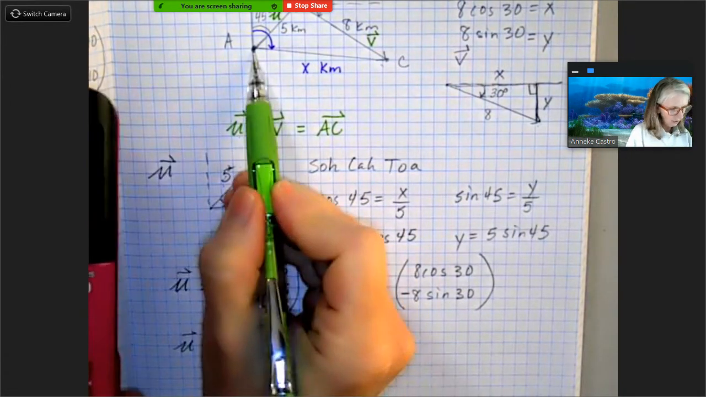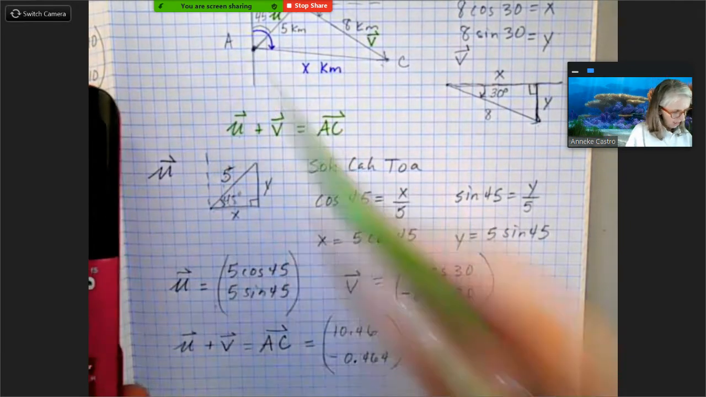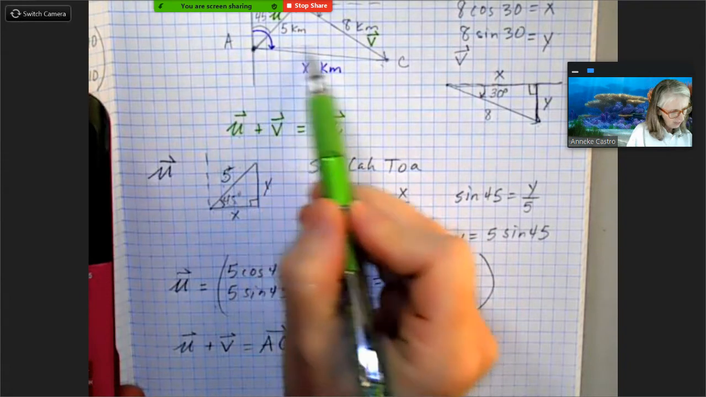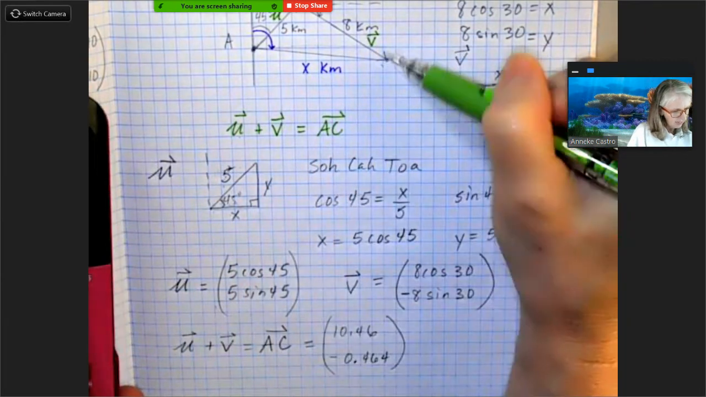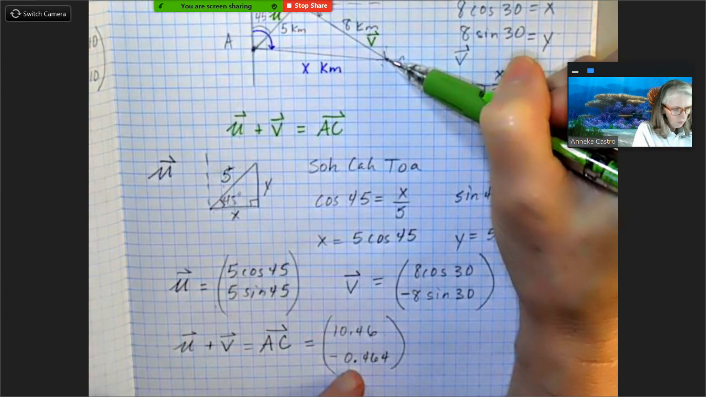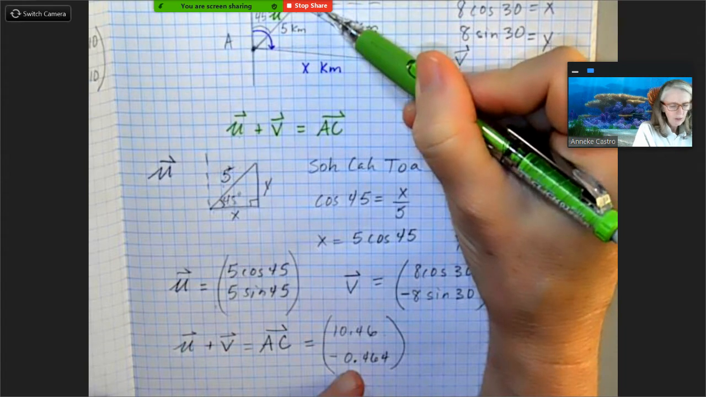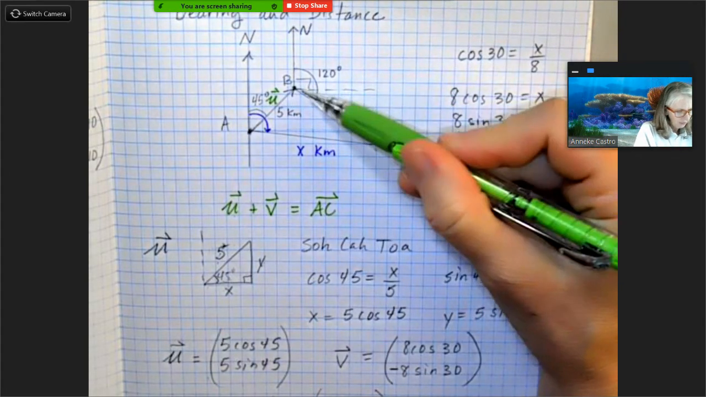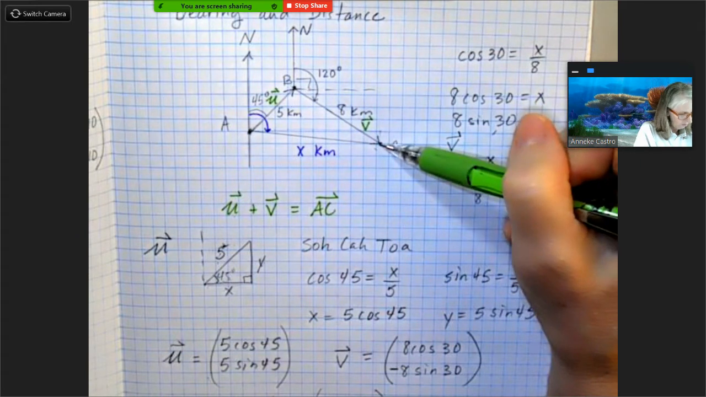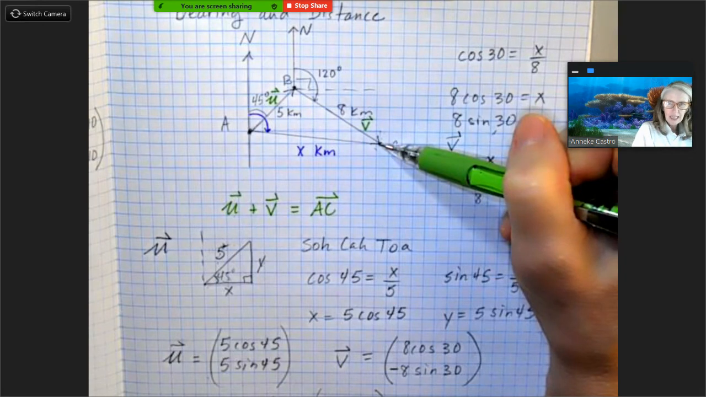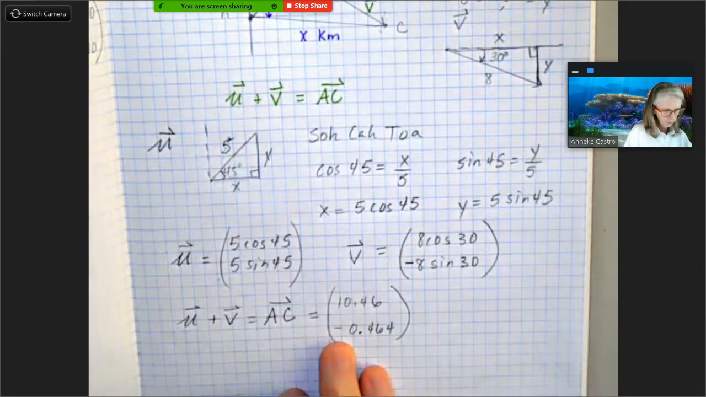Okay, and that makes sense. If you look at this vector right here, the x component is 10.46, and then negative 0.464. So remember I said I wasn't sure I drew this angle all that great. So probably I drew it a little bit too low. Okay, it should have been a little higher up. But these numbers seem to kind of make sense for that vector.